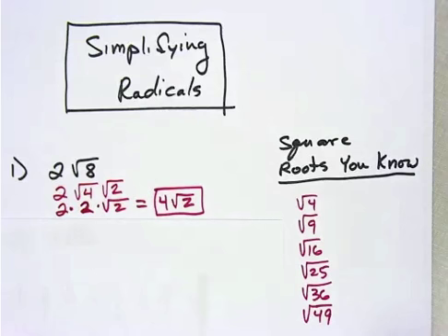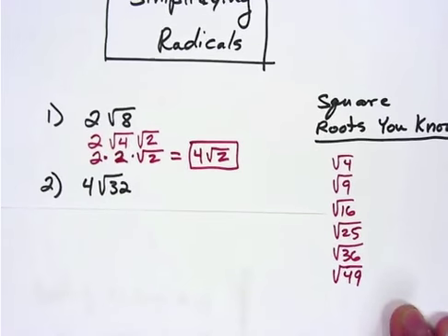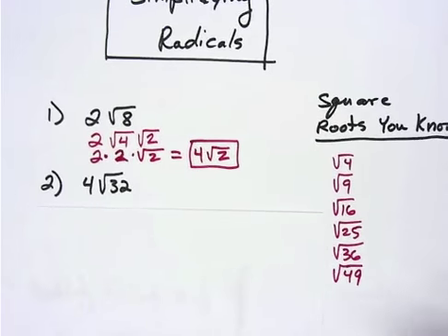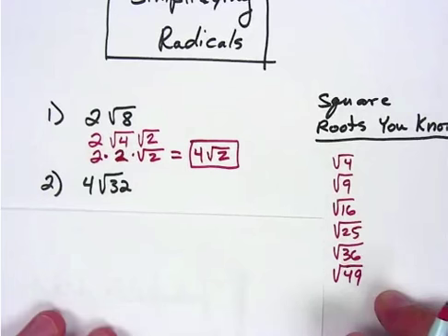Now what I'd like you to do next is try number 2 on your own. It says 4 times the square root of 32, and see what you can find. Again, pause the video, see if you can reduce this by the same kind of method that we used on number 1, and then continue the video. Okay, now we're back. Try to do 4 times the square root of 32.